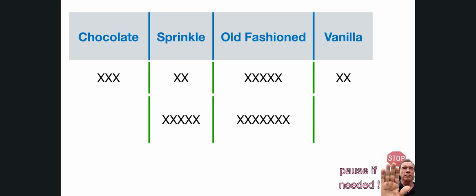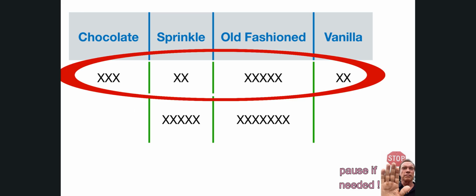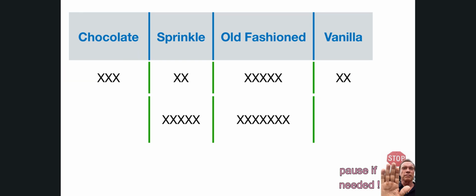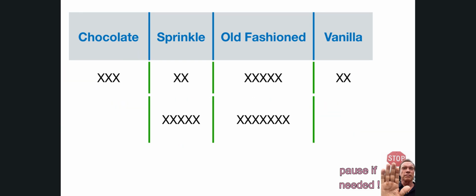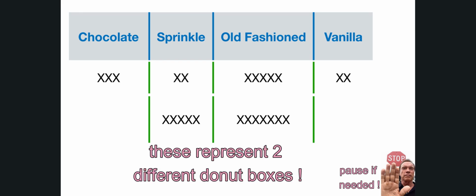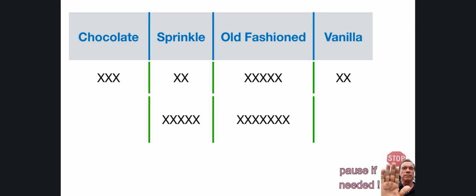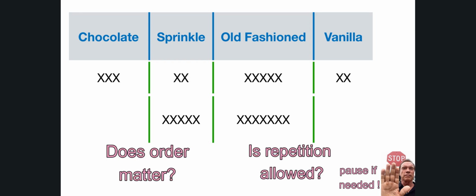Let's use the flavors chocolate, sprinkle, old-fashioned, and vanilla. In this picture, the stars represent the donuts, and the bars separate the flavor sections. This is one way to pick the donuts, but we can also move the stars around to pick a different amount of each flavor. I believe you can tell at this point that different arrangements of stars and bars represent different ways to pick 12 donuts with 4 flavors. Now try to figure out how many ways we can order these stars and bars. Pause and ask yourself, does order matter? And is there repetition?